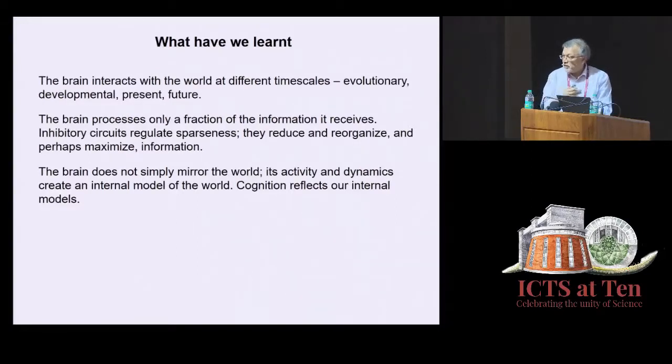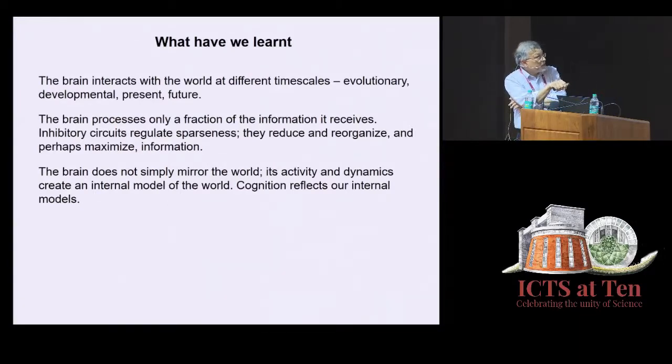In fact, half of perception has to do with interpolation. We think we see everything that we react to. In fact, we don't. We just interpolate all the time. The brain processes only a fraction of the information it receives. I gave you very simple examples of the retina throwing away illumination, of the cortex throwing away contrast. Inhibitory circuits regulate this deep idea of sparseness. They reduce and reorganize by decorrelation, and hence perhaps maximize, though this remains to be proven.